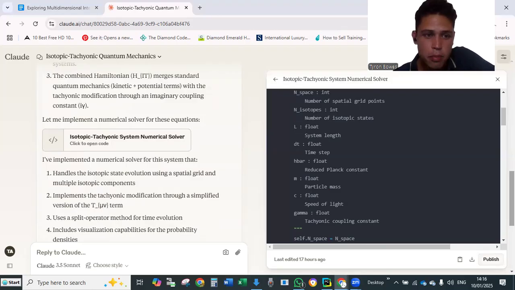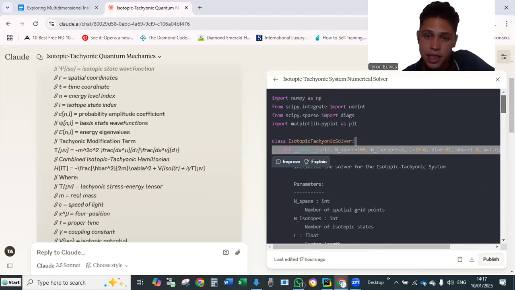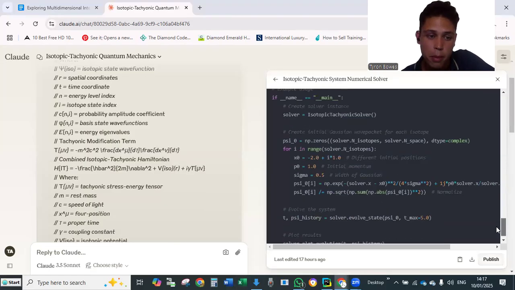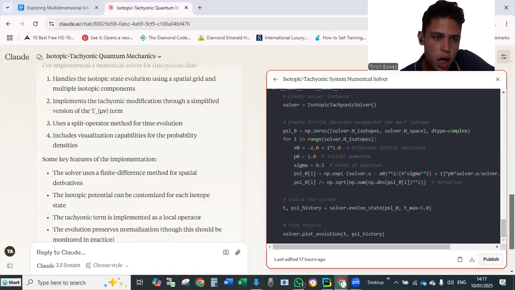Anyway, this AI implemented a numerical solver for these equations if you're having trouble using them. And this is the Isotopic-Tachyonic System numerical solver. I'm just going to scroll over the code right here so you can see it. Here's the code. You saw the code. I'll show you more of the code. Let's just scroll through here.